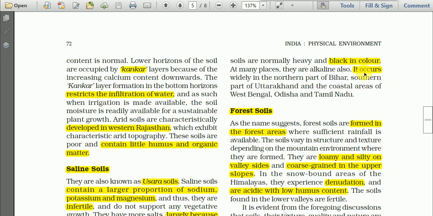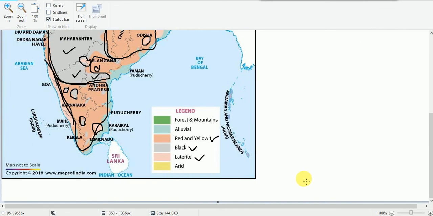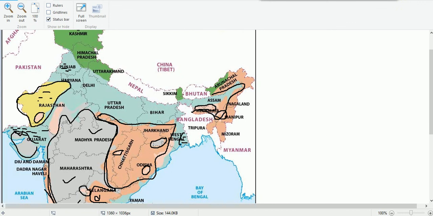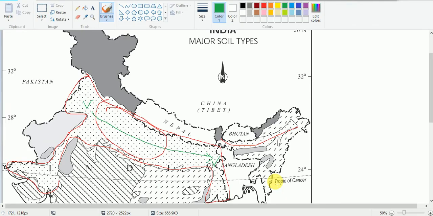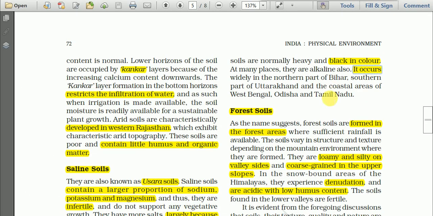And it occurs widely in the northern part of Bihar, then the southern part of Uttarakhand, then coastal areas of West Bengal, Orissa and Tamil Nadu. Let us see whether it is there or not. It is not here. And another map is there. It is also not here, but you may locate it. This part of Uttarakhand, then coastal areas of West Bengal, Orissa and Tamil Nadu. In Manipur also we find peat soil in and around the Loktak Lake, where there is wetland.